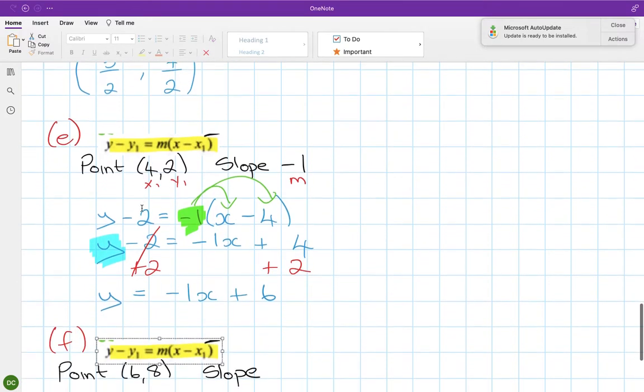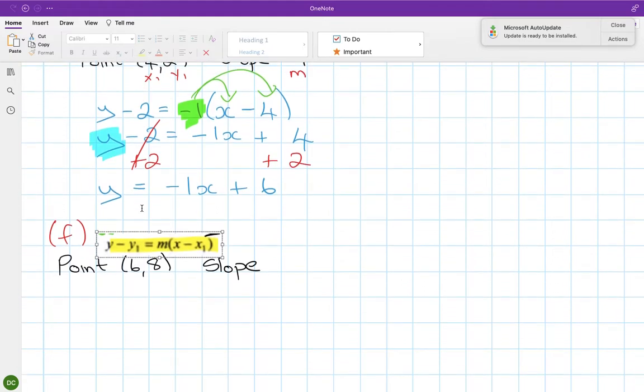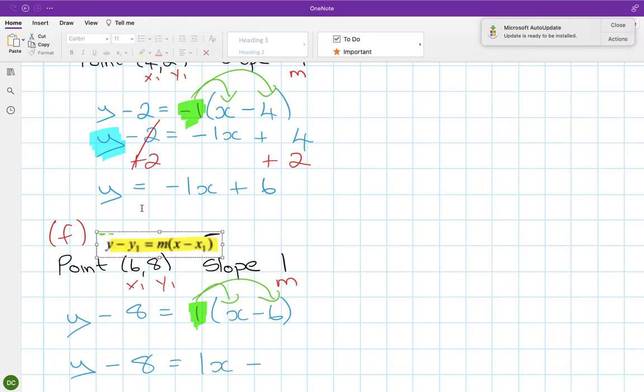And like I said, you can do that using the formula as well if you want. So there's your 1. Then we have x1, y1, and m. So we go y minus 8 equals 1 times x minus 6. Same thing. Distributively multiply this. And we get y minus 8 equals 1x minus 6.